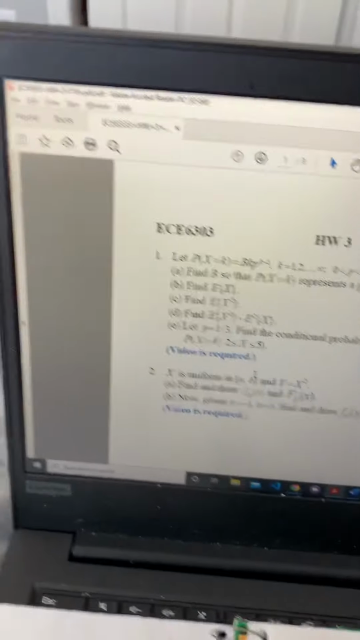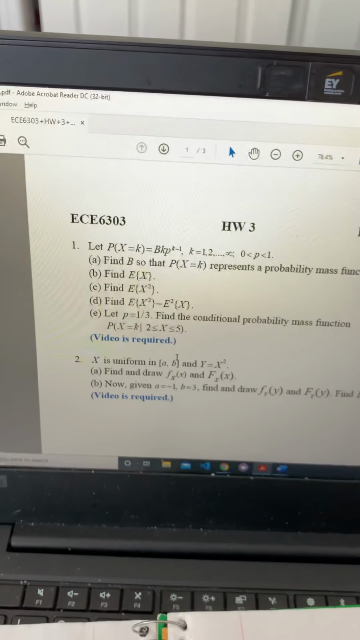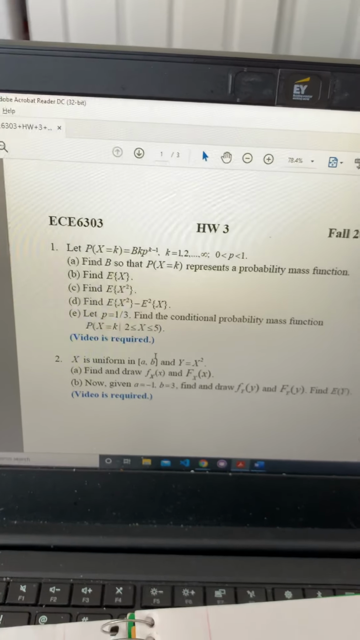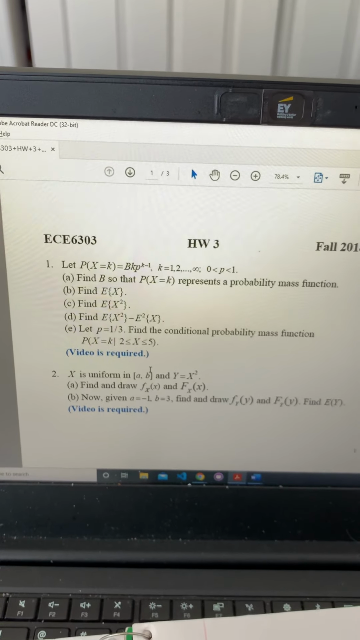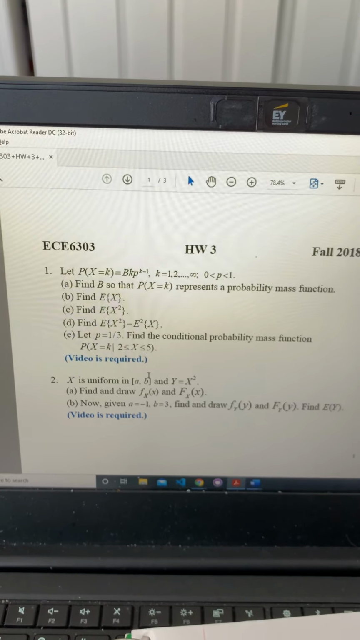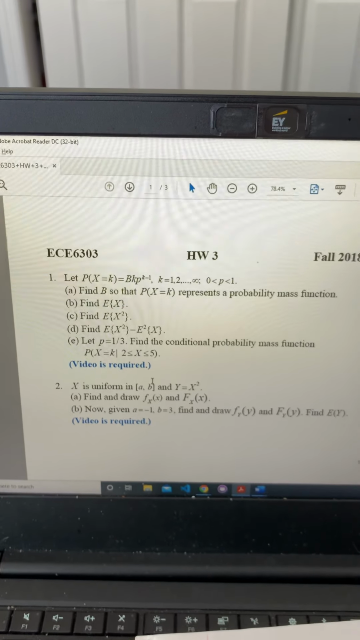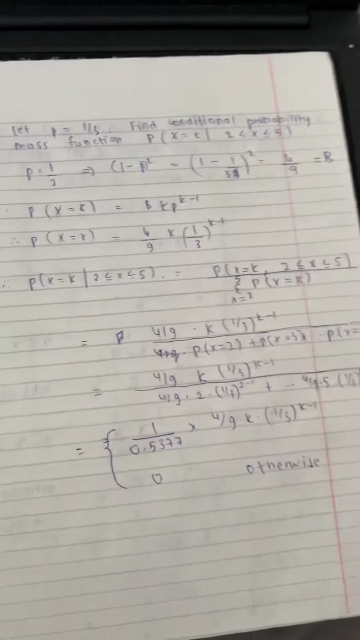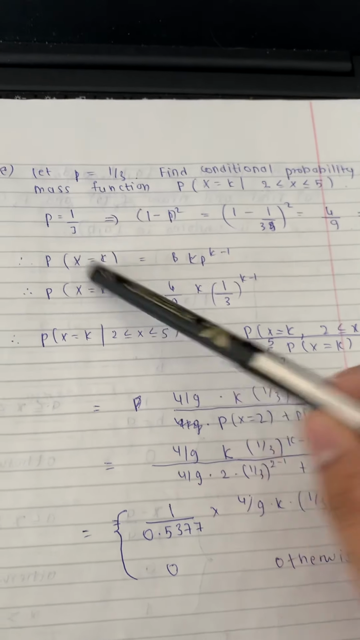So now let's find the fifth part of the question. Now here we have p equal to 1/3, and we have to find out the conditional probability mass function, where probability of x equal to k with respect to x lies between 2 and 5 inclusive. So this part is pretty easy. So now we have p equal to 1/3.